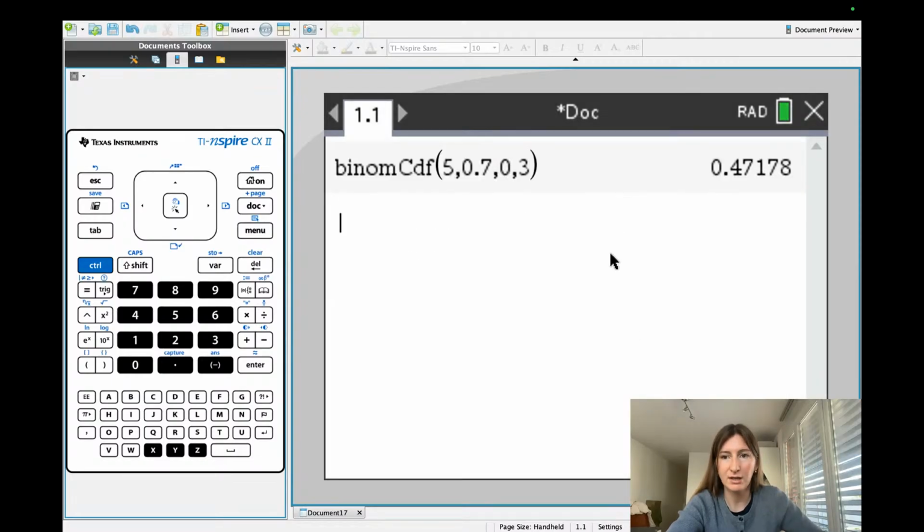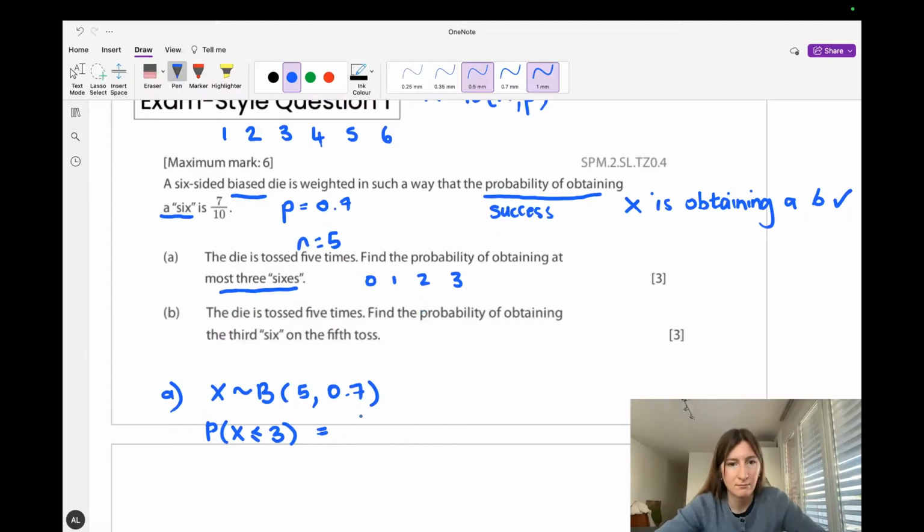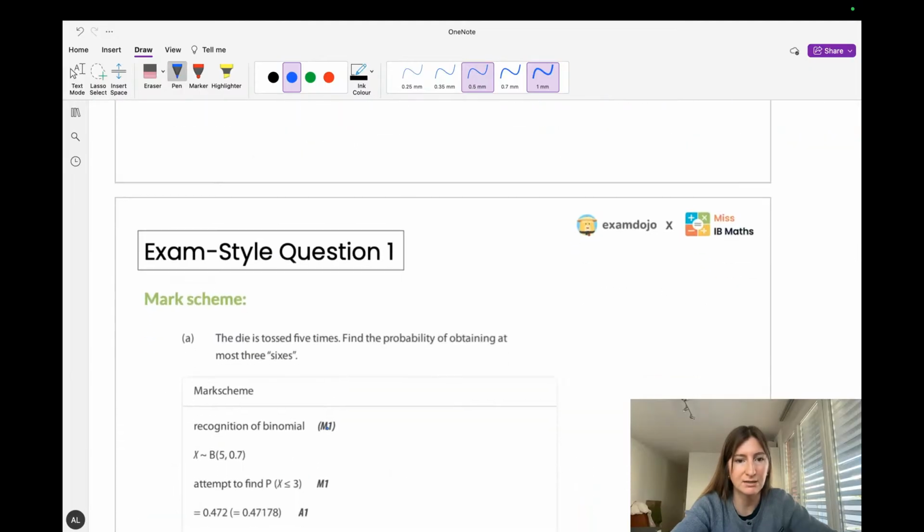All right, and we get 0.4717. So we're going to say 0.472. Okay. Great. So for this question, let's just check on our mark scheme to see what we have. There's 3 marks for that, but I hardly did anything myself. So we really need to be making sure that we have that. So let's check out what the mark scheme says.